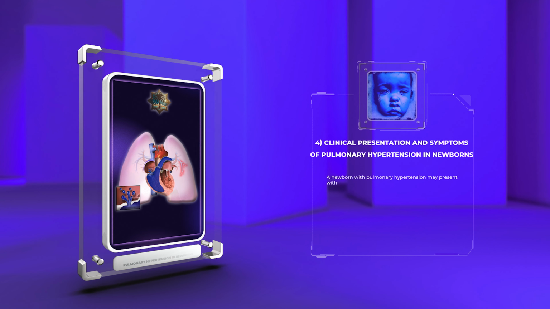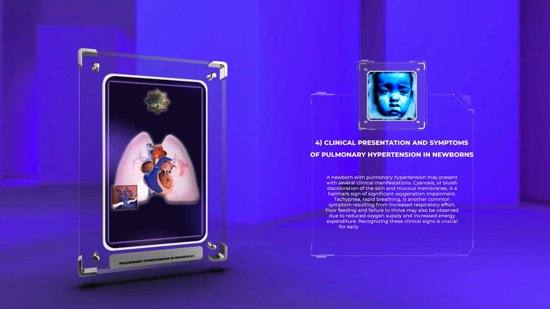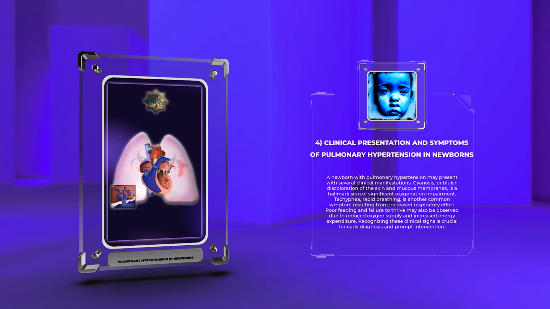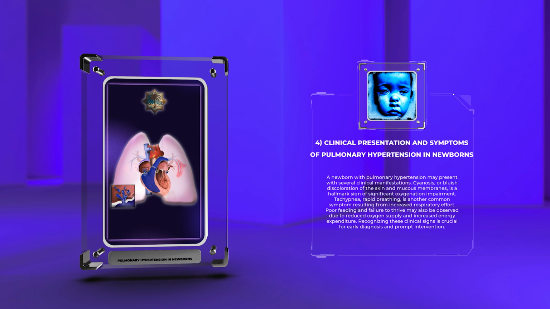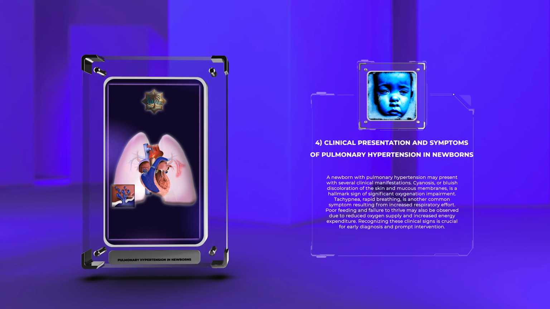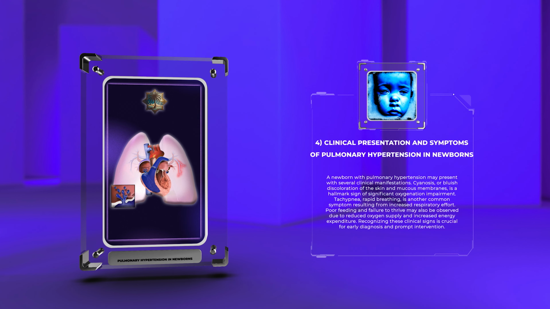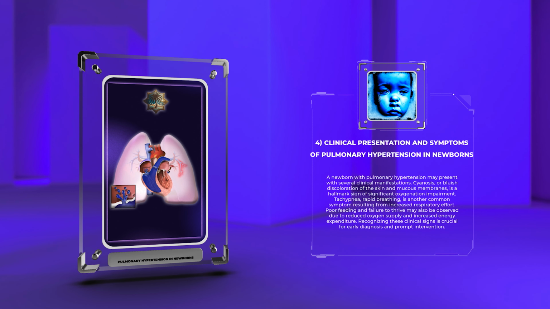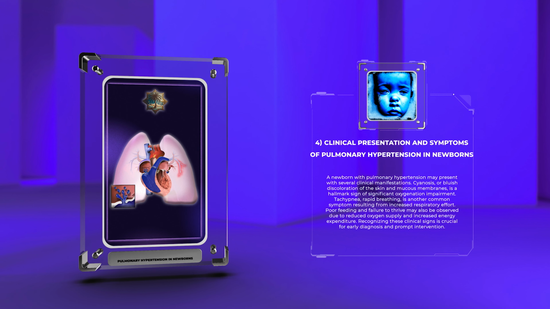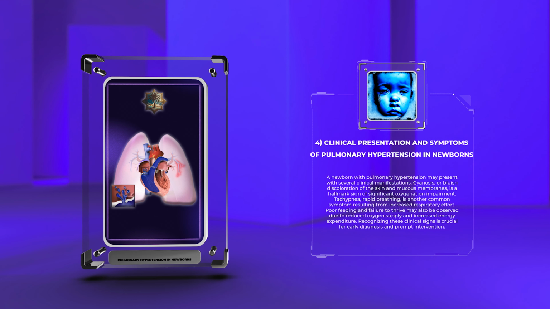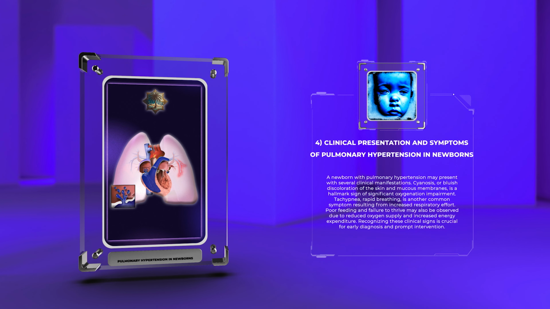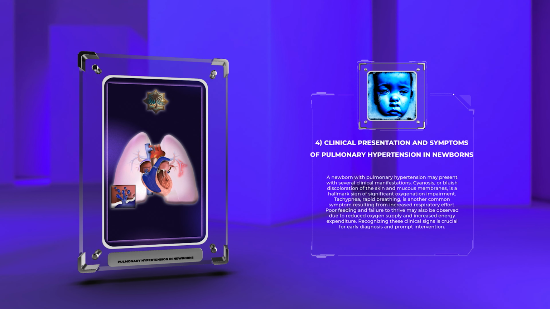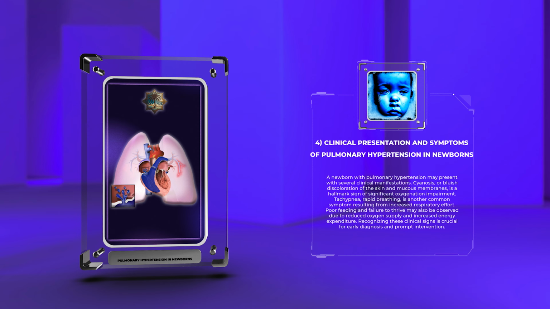A newborn with pulmonary hypertension may present with several clinical manifestations. Cyanosis, or bluish discoloration of the skin and mucous membranes, is a hallmark sign of significant oxygenation impairment. Tachypnea, rapid breathing, is another common symptom resulting from increased respiratory effort. Poor feeding and failure to thrive may also be observed due to reduced oxygen supply and increased energy expenditure. Recognizing these clinical signs is crucial for early diagnosis and prompt intervention.